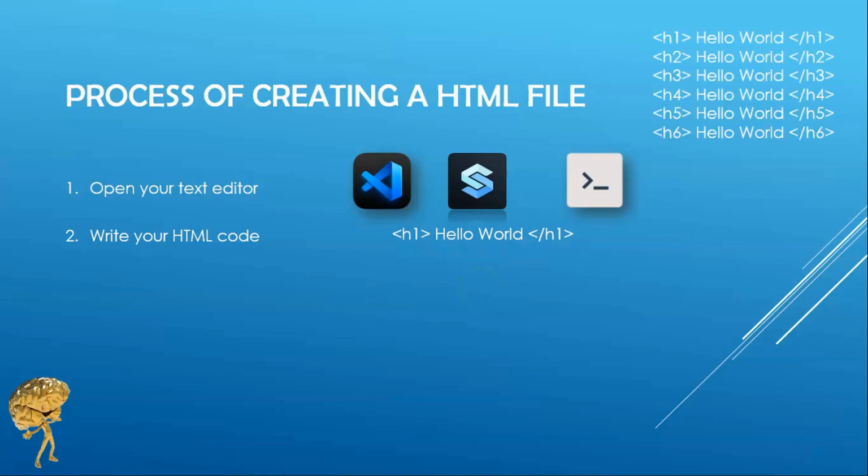We have 6 headings in HTML. Next step is to save the file with a .html extension. For those of you using Notepad to code, you would have to save it with .html extension. Even when you are using Visual Studio Code or any text editor, you need to save it with .html. In most cases, when you are using these text editors, you would have to save it with .html before you can write HTML code.